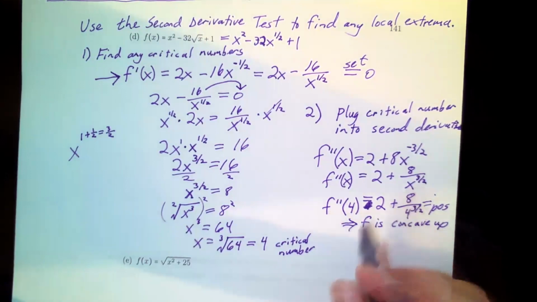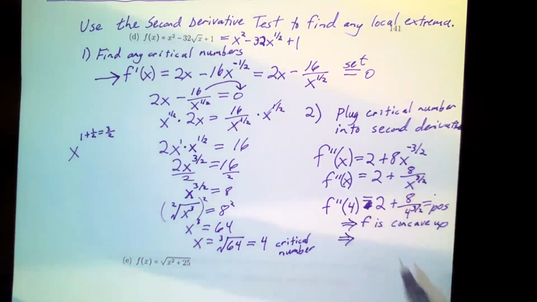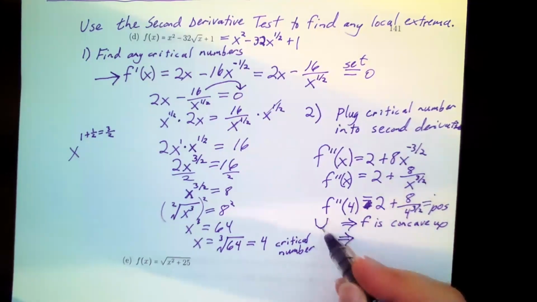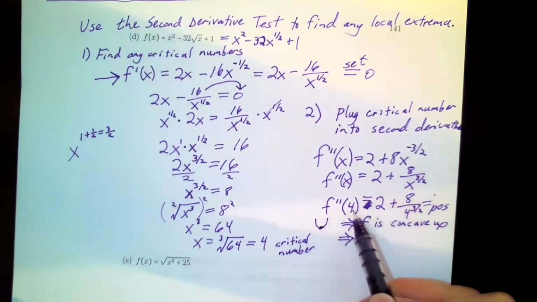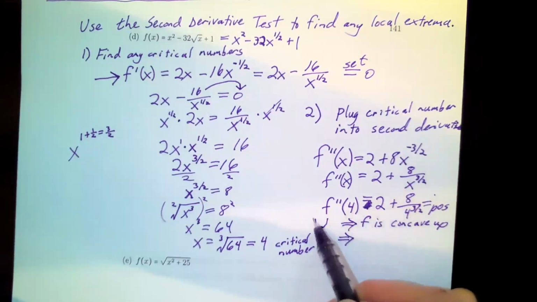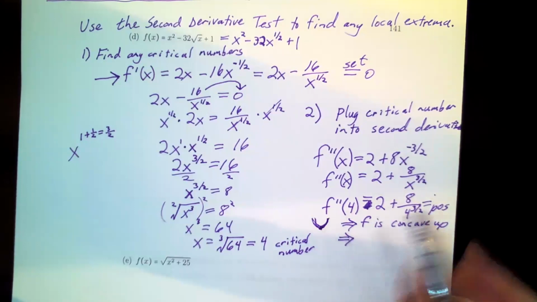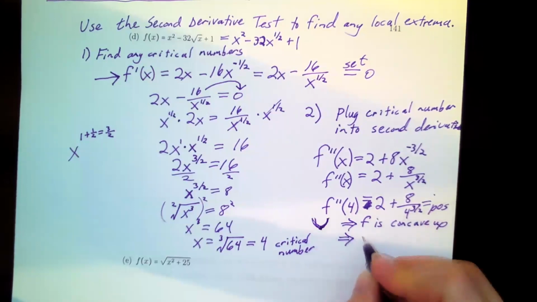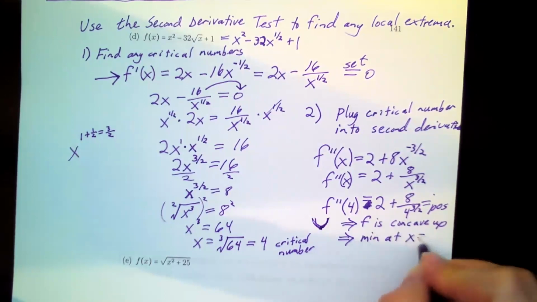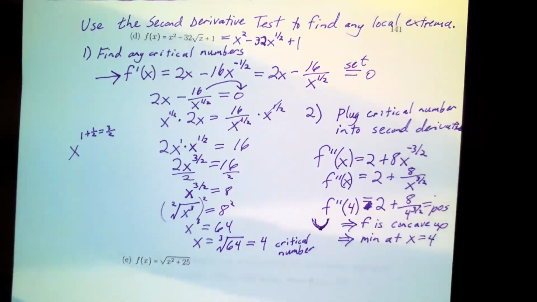And now I'm supposed to draw an additional connection here. If 4 is my critical number and it's potentially a max or a min, and I found out that my function is concave up, we have to put 2 and 2 together. If that's a max or a min and it's concave upward, which one does it have to be? It has to be a minimum. So we would have to say that there is a min at x equal 4 due to this shape.